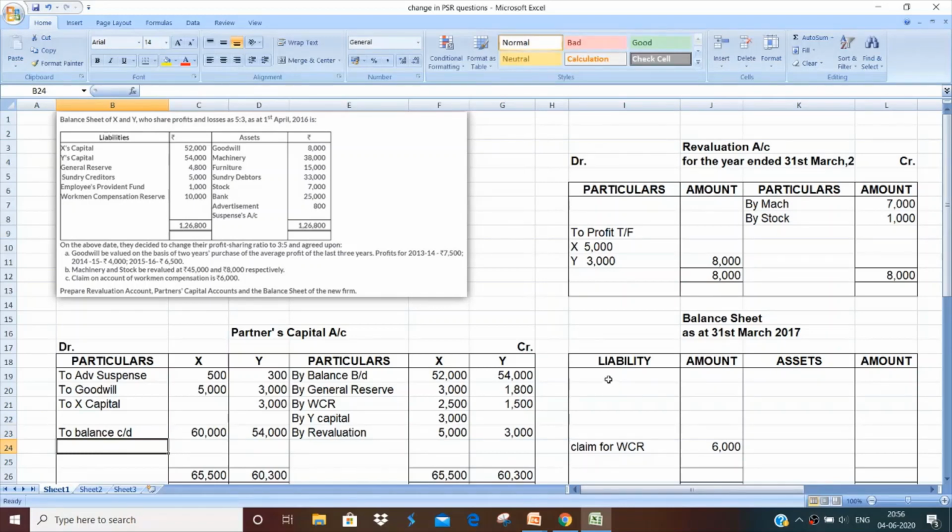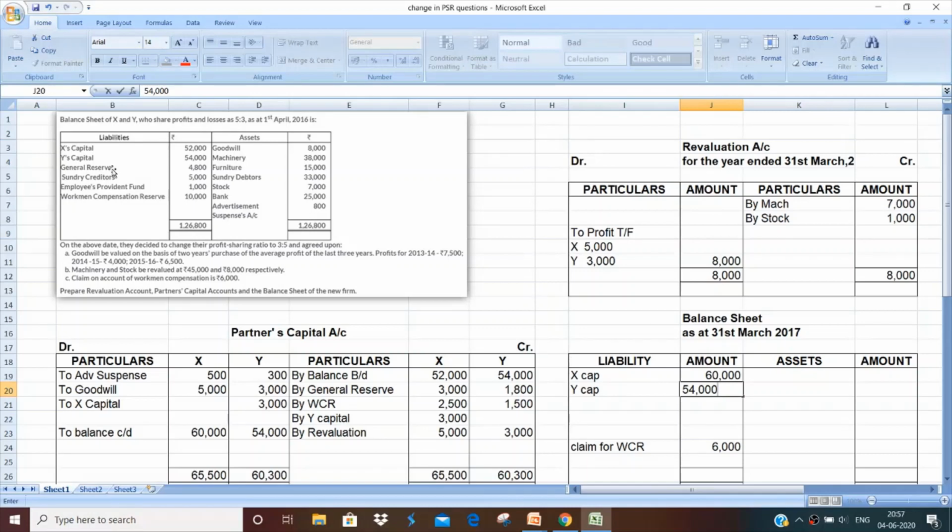Now moving on to balance sheet. For making the balance sheet, you can refer to the old balance sheet and pick up the items from there. So first is X capital, the closing capital that we just found out, which was 60,000. For Y also we found out the closing capital, that was 54,000. Then the next thing given here was general reserve. We've already written it off, so it will not come in the new balance sheet.